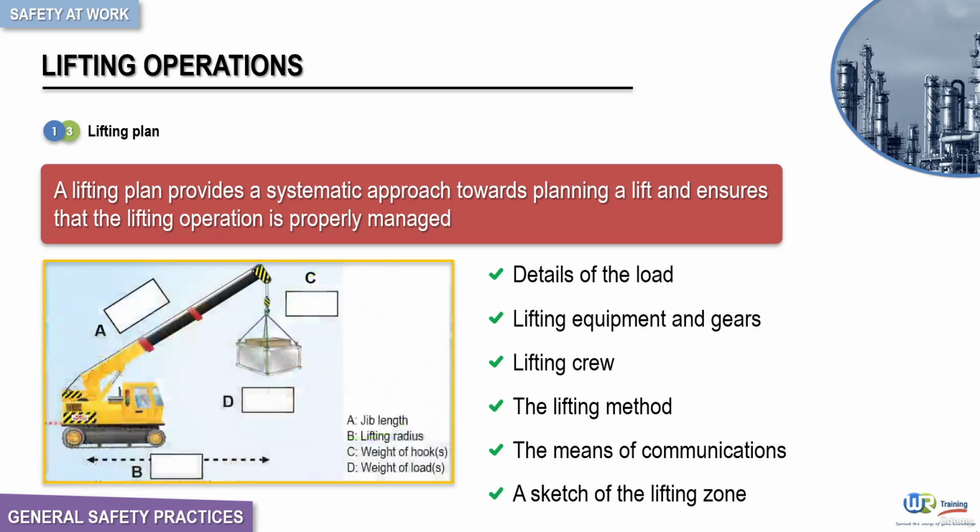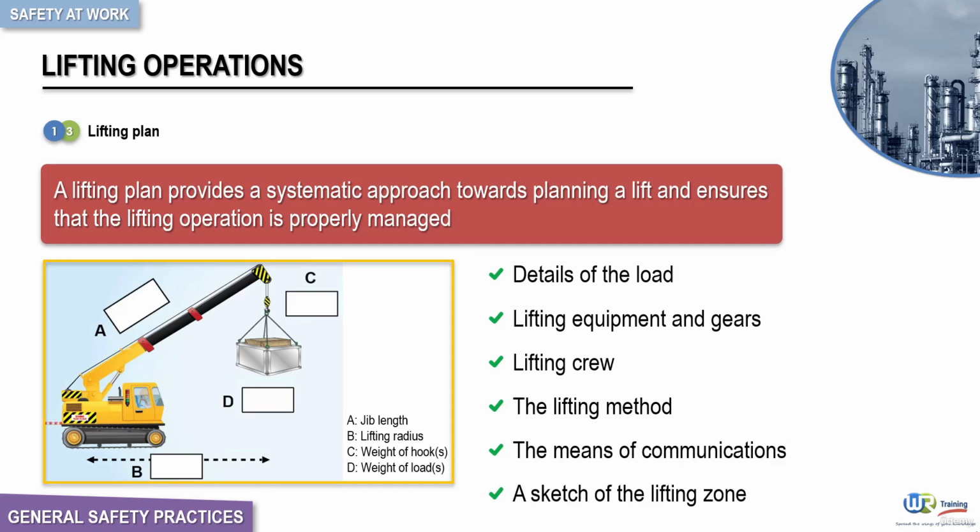Now, the following information should be acknowledged to conduct a risk assessment before the implementation of the lifting plan. These include the jib length, referred to here with the letter A, the lifting radius, B, the weight of the hook, C, and the weight of the load, D.